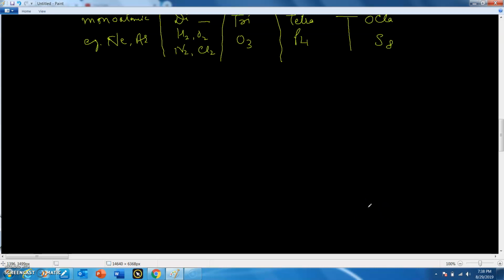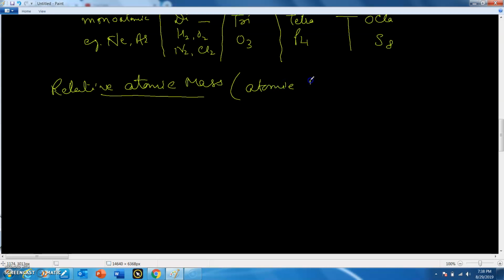Now what comes next? Relative atomic mass, which is also called atomic weight. We know that masses of atoms are very small, so we have to take relative masses of the atoms. We take the mass of some standard atom as a unit and then relate the masses of atoms to that atom. And that atom we take is carbon 12.